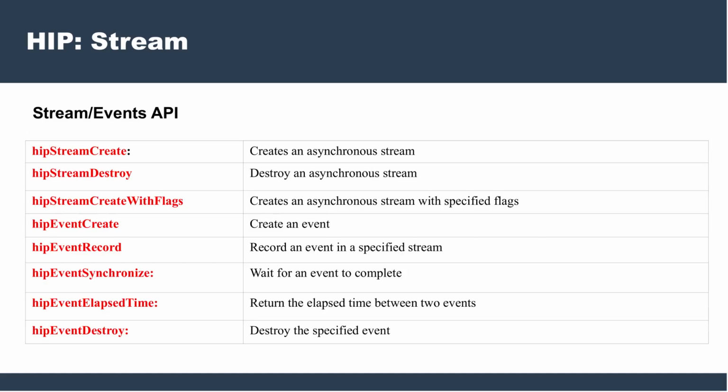The Stream/Events API in HIP allows for efficient GPU resource management. Use hipStreamCreate to initiate an asynchronous stream and hipStreamDestroy to terminate it. Events can be managed with hipEventCreate, hipEventRecord, and hipEventSynchronize to track execution. Measure execution time with hipEventElapsedTime and clean up with hipEventDestroy.